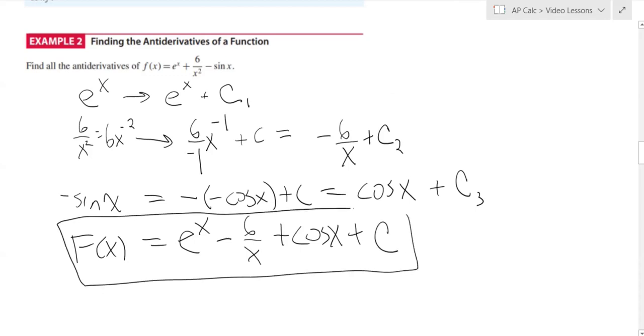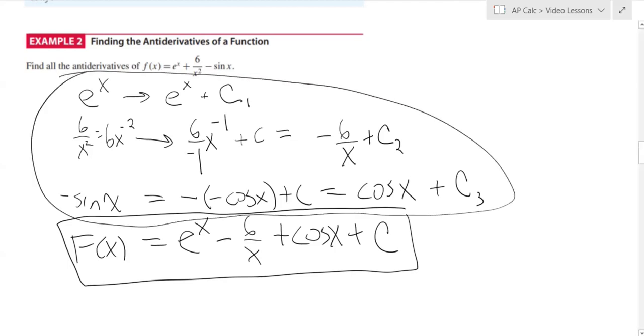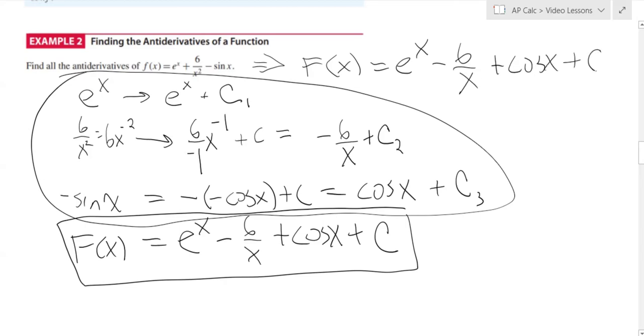Now, the reason I didn't write plus C1, plus C2, plus C3 is because no matter what those constants are, we could combine those like terms and add them up to, guess what it would be? A constant. You don't have to go through all these steps to show the antiderivative. I could have very easily just said the antiderivative is capital F of x equals e to the x minus 6 over x plus cosine x plus c.